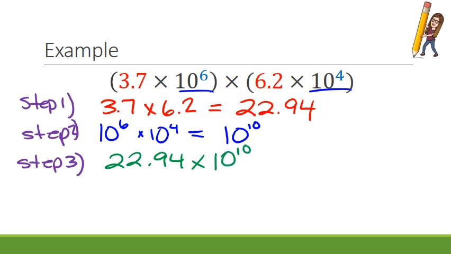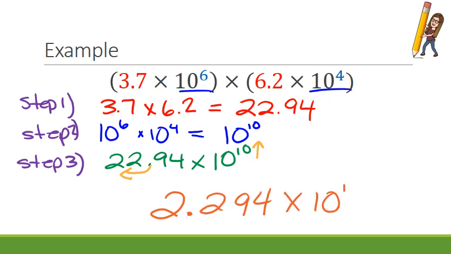Is my number between 1 and 10? It's not, so I have to do a little bit of work. I need to move my decimal left once, which means my exponent goes up 1. I add 1. So my final answer is going to be 2.294 times 10 to the 11th. Notice that visual pattern. If you're a visual learner, you can see that I move the arrow left and I move the arrow up. That might be a connection for you as we move forward.